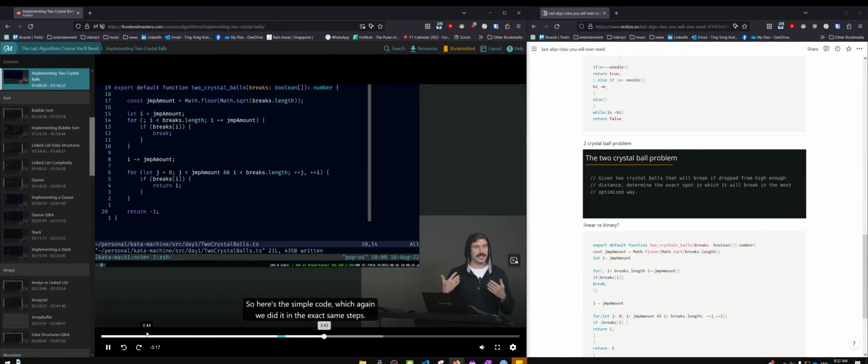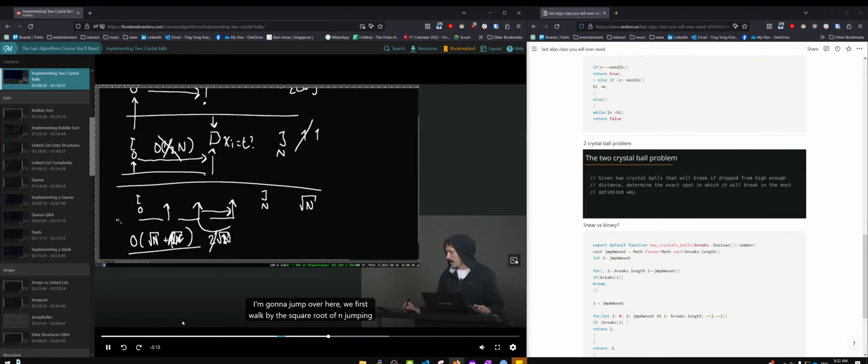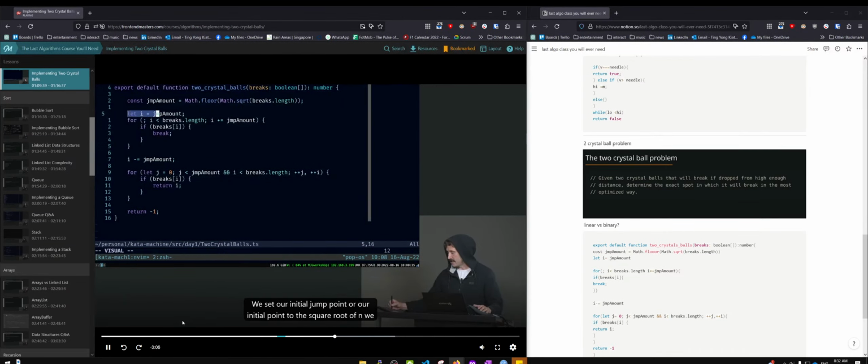A simple code, which again, we did in the exact same steps. I'm going to jump over here. We first walk by the square root of n, jumping square root of n at a time. Exact same thing you see right here. We set our initial jump point to the square root of n. We then check for breaks and jump square root of n.